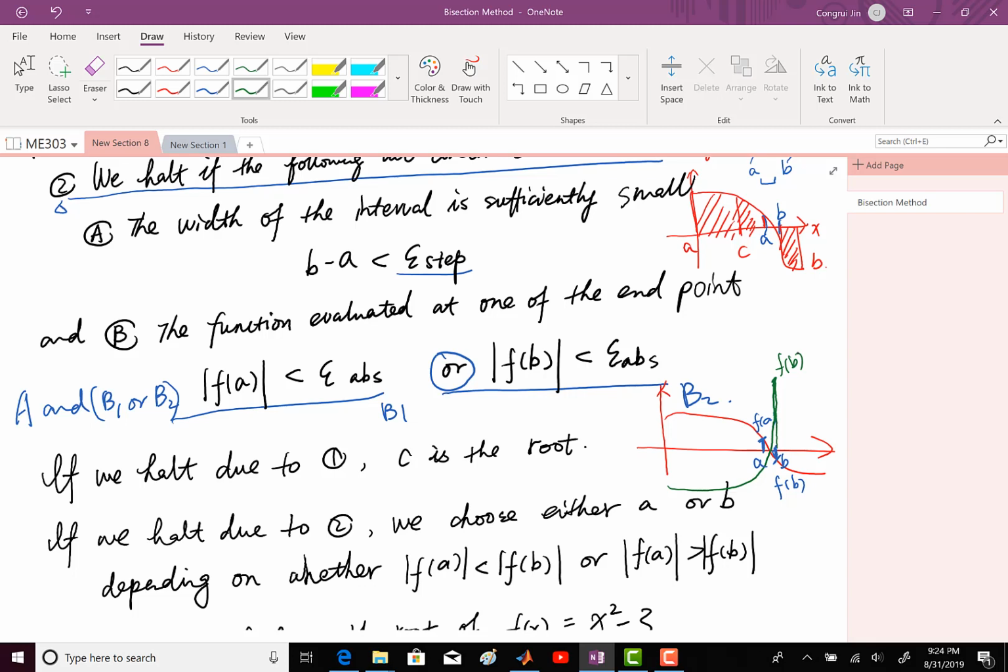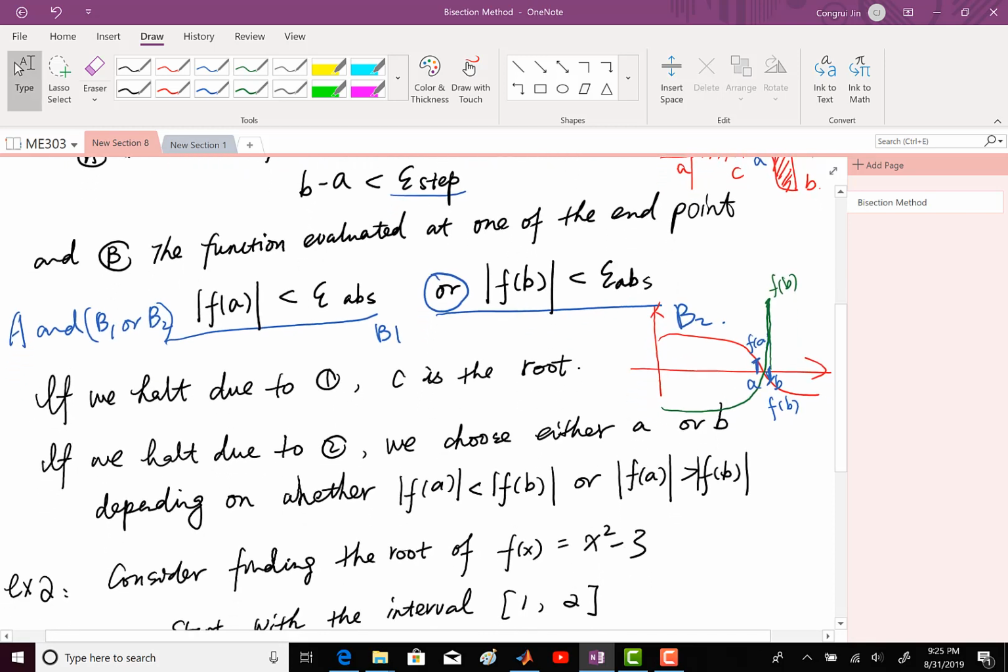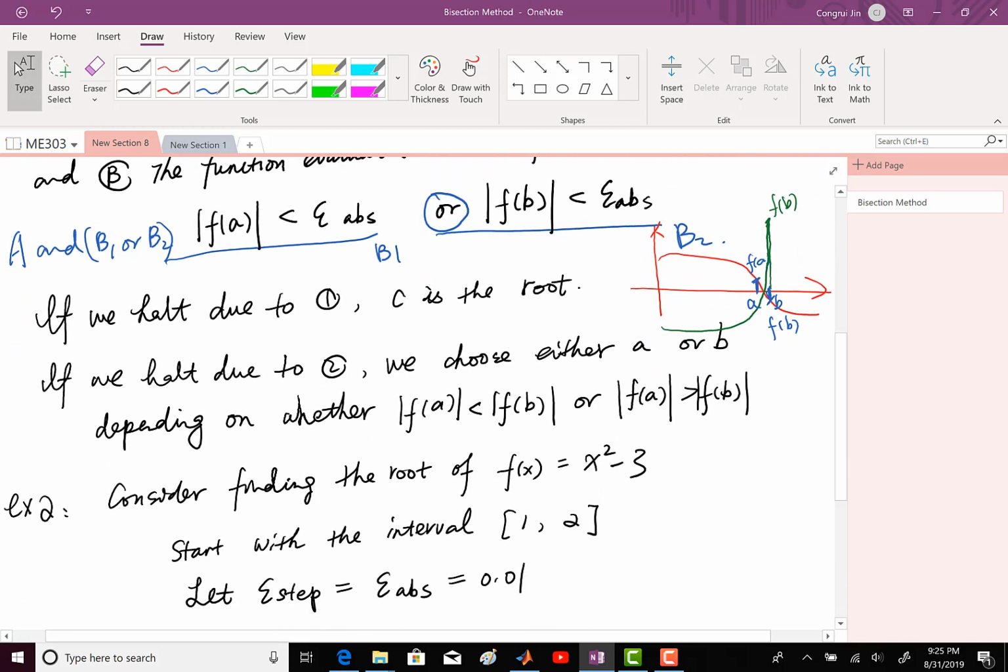Then it's not safe to say that B is an approximate value of the root, right? So we need to evaluate FA or FB to make sure at least one of them is small enough. Then we can use A or B as the approximation of the root. Okay. So if we halt due to condition 1, then we can say that the middle point C is the root. If we halt due to condition 2, then we can choose either A or B as the root, depending on which one is more accurate.